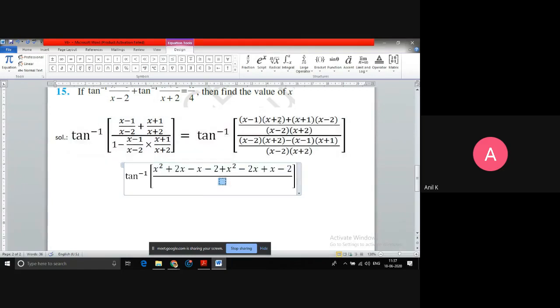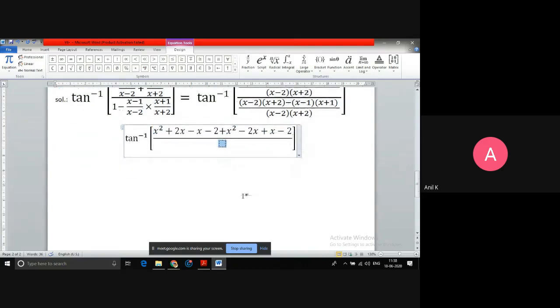Okay, so each and every term. Here, 2 into 2, 4 terms. Here also 2 into 2, 4. So total 8 terms will come here. I think everybody is aware how to open a bracket. Since class 6 we are solving that.